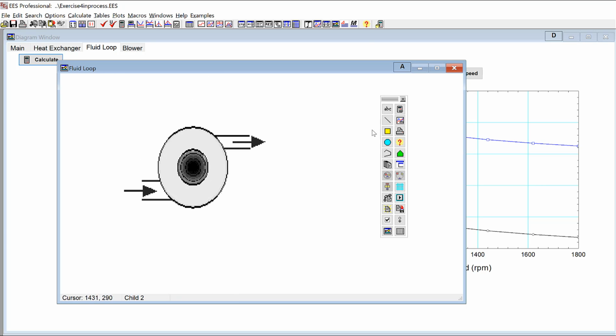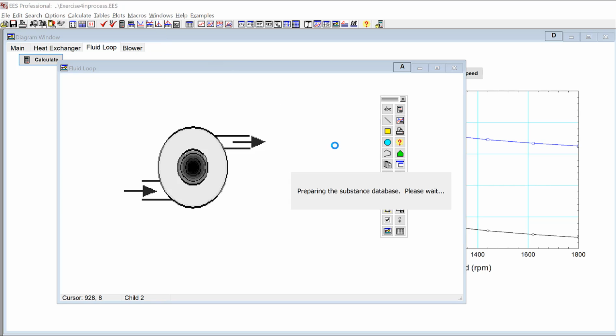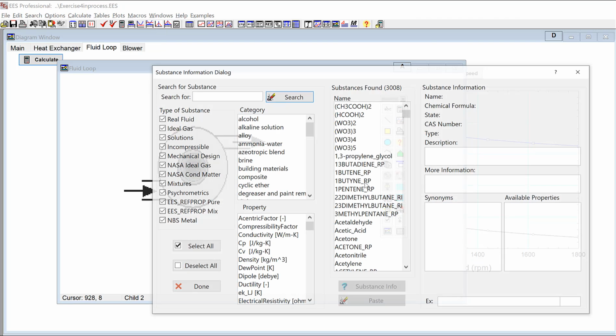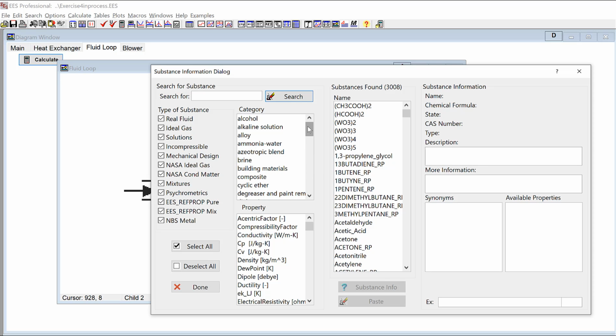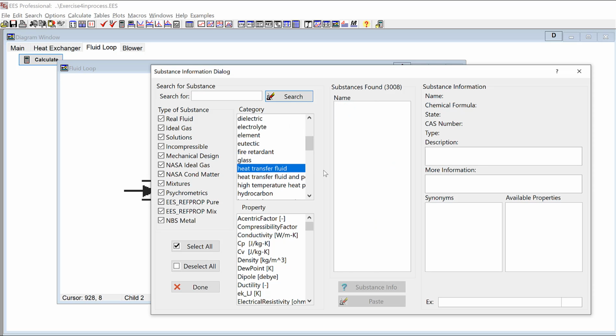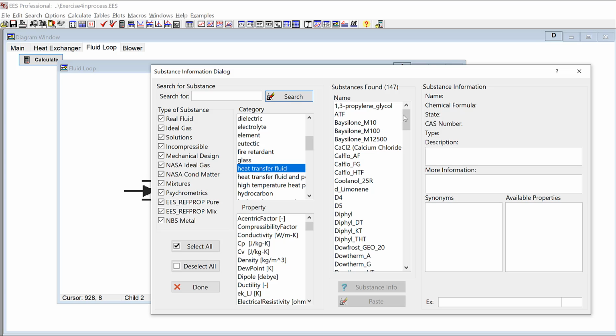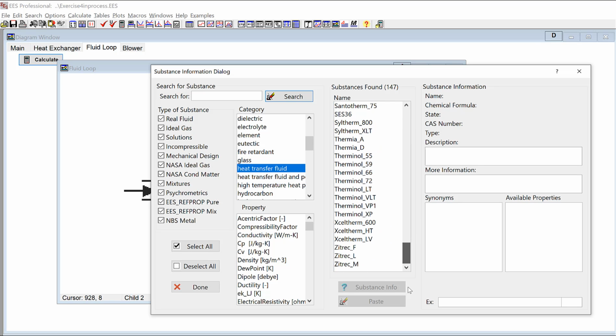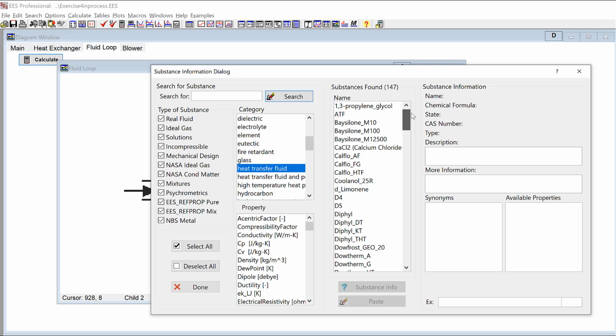And probably we want people to be able to change the fluid, so this is a good place for a string list. So actually, this is also a good place to remind you of the substance information window. So if I open the substance information window and I go to heat transfer fluids, you can see the complete list of all the heat transfer fluids that are built into EES. So there's kind of a lot of them. And we could add as many of these as we wanted to this list. Let's just restrict ourselves to these three Calflo ones, so FG, AF, FG, and HTF.